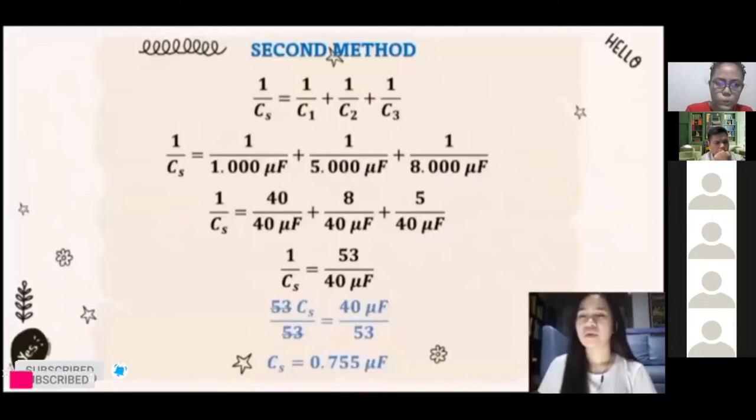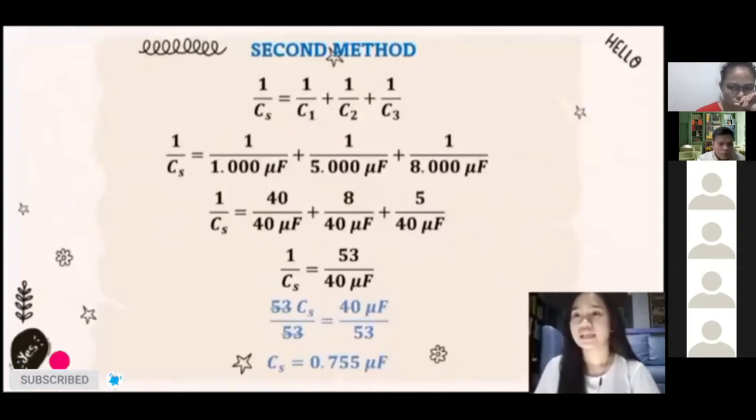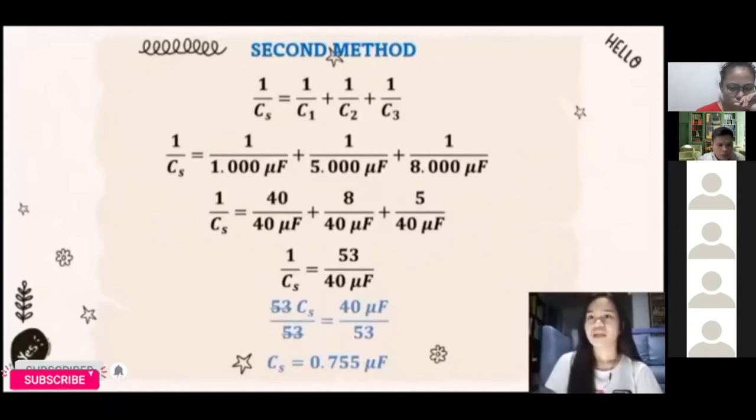So, unlike kanina sa naunang method natin, kinonvert natin yung fraction into decimal since ang ating denominator ay magkakaiba. So, dito sa second method, ang gagawin lang natin is i-change natin yung dissimilar fraction into similar fraction by finding the LCD of our denominator or the least common denominator. So, since 1, 5, and 8 ang ating denominator, ang kanilang LCD is 40.